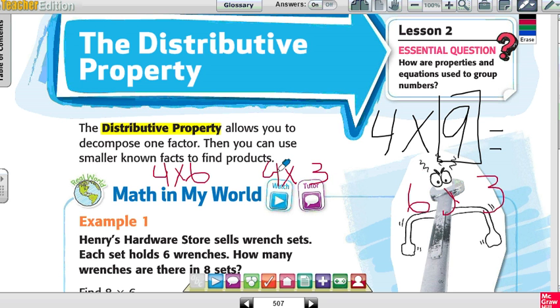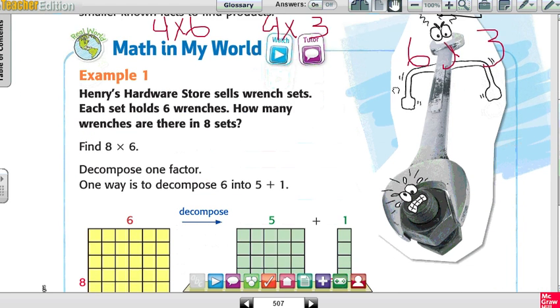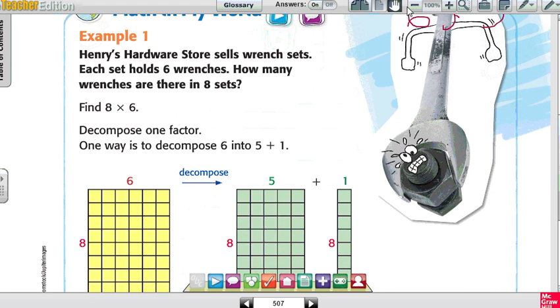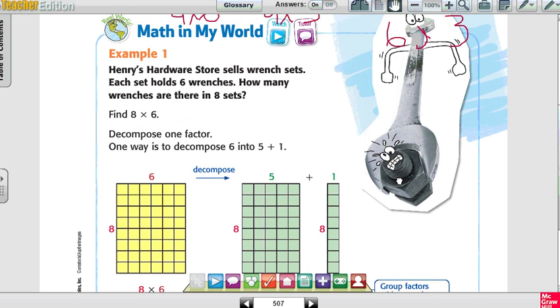So let's look at the example that they have. It says, Henry's hardware store sells wrench sets. Each set holds 6 wrenches. How many wrenches are there in 8 sets? So it looks like they're going to find 8 times 6. They want to decompose one factor. So one way is to decompose the 6, right? And they decompose the 6 into what 2 factors?